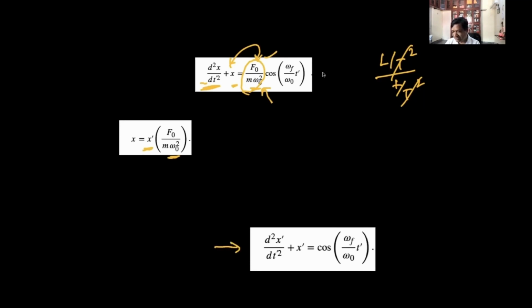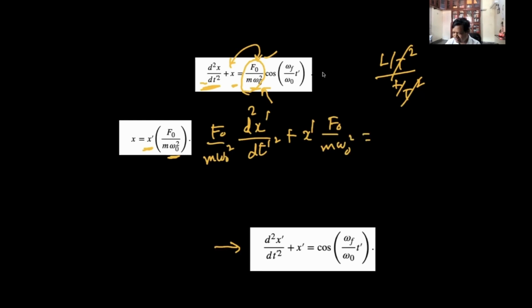Because when I substitute, you can easily see d square x prime by dt prime square, this will be f naught by m omega naught square. The next term is x prime times f naught by m omega naught square. And this is f naught by m omega naught square cos of whatever. So this will cancel, and we are left with this equation. It has only one parameter, which is omega f by omega naught. Now I solve this equation.